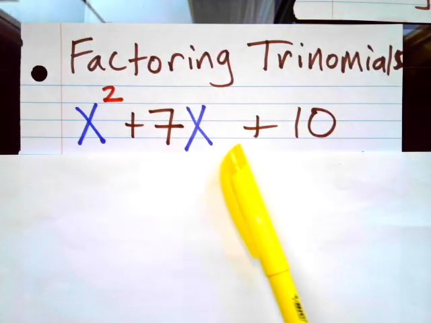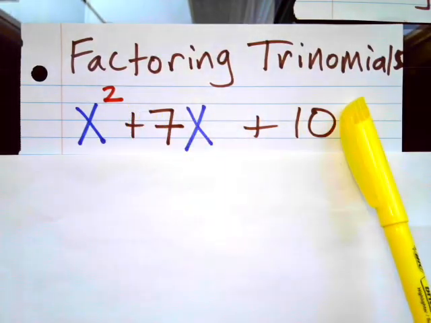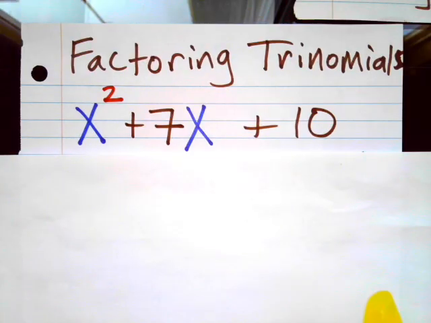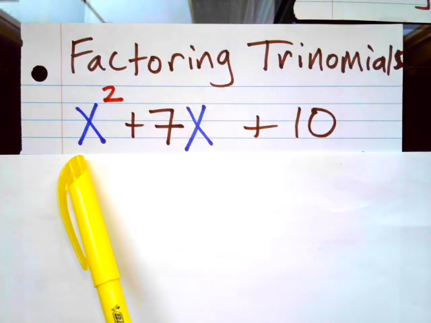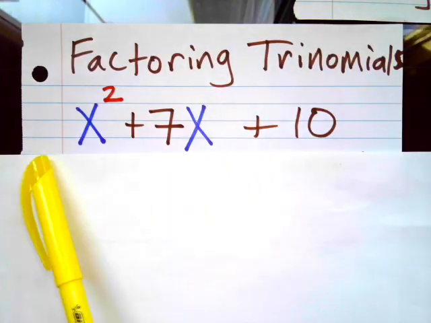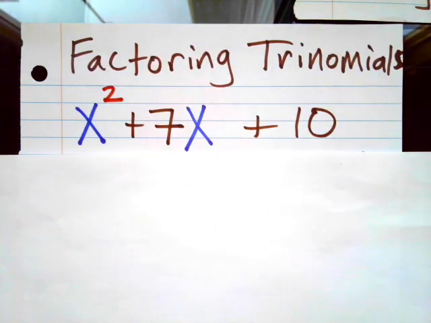x squared plus 7x plus 10. I want to factor, right? I'm not solving for zeros right now. I'm just showing you multiple different ways and different types of factoring. And here we're going to be factoring the trinomial. And so we have that here, x squared plus 7x plus 10.